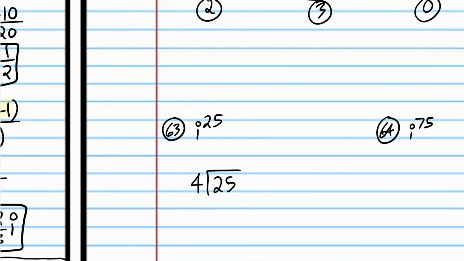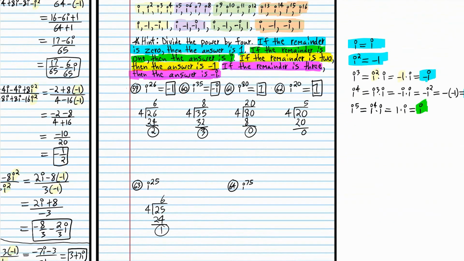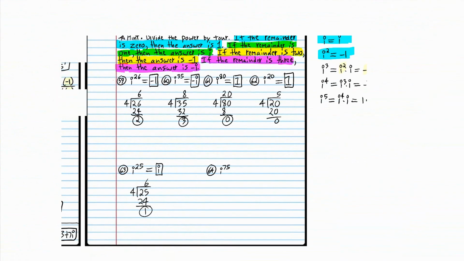4 goes into 25 6 times. 4 times 6 is 24. 25 minus 24 is 1. The remainder is 1. But if the remainder is 1, the green tells us that the answer must be i. So i to the 25th power is i. So if you got that answer, good job.